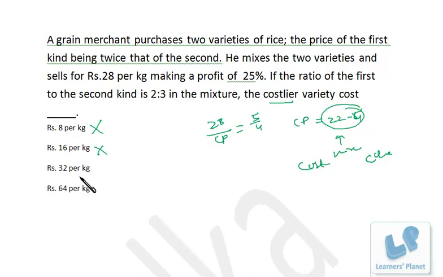32, it is possible. Let's see. See, if it is 32, then the cheaper variety must be 16, right? So 22.4 lies between 16 and 32. It's not necessary to be exactly in between because the ratio is different over here, but it is lying between 16 and 32. So this is the correct choice. See, 64 also. If 64 is the costlier variety, then the cheaper variety must be 32. Now 22.4 is actually below the cheaper variety. So even this cannot be the correct option, right?